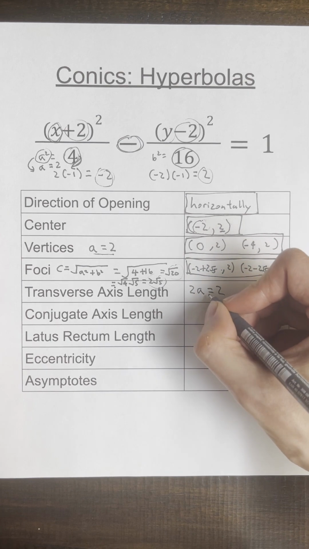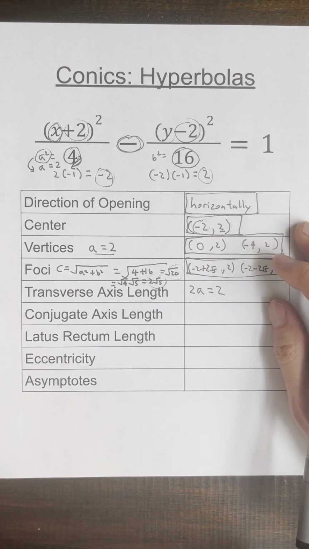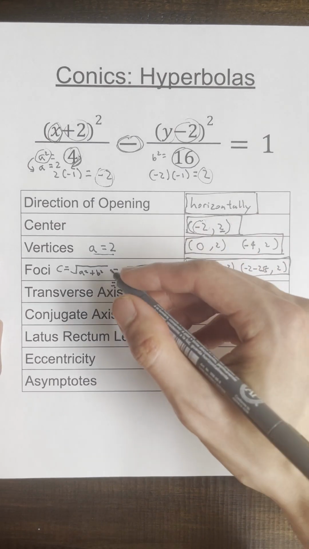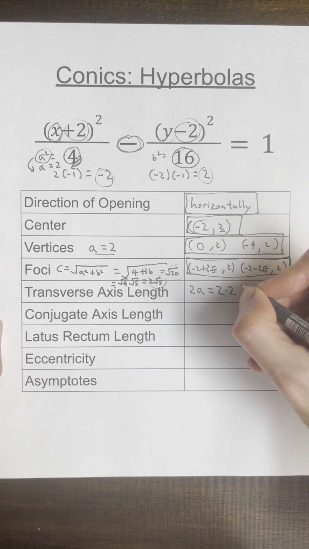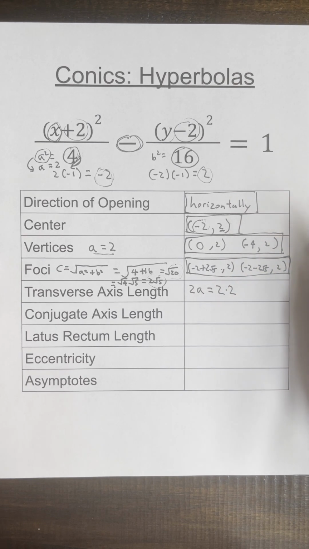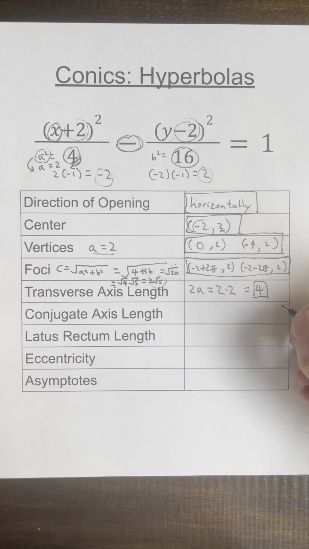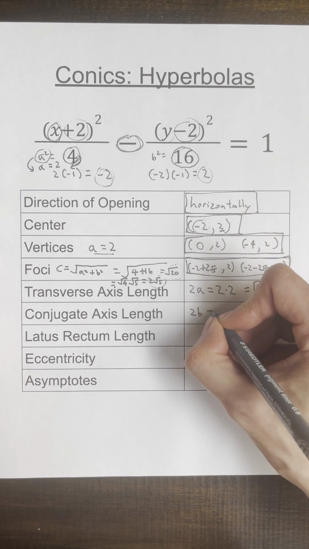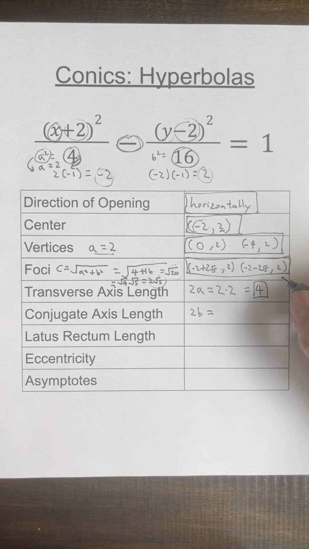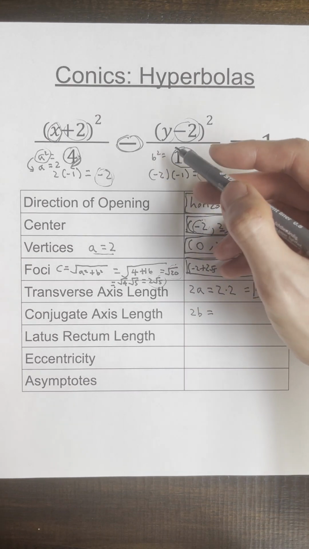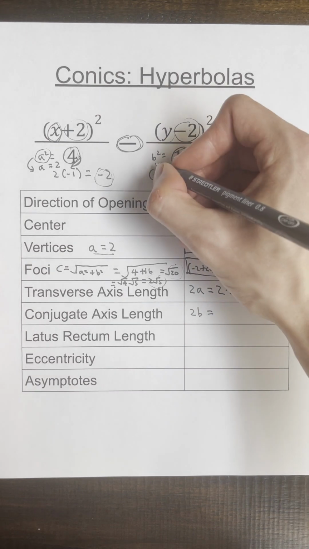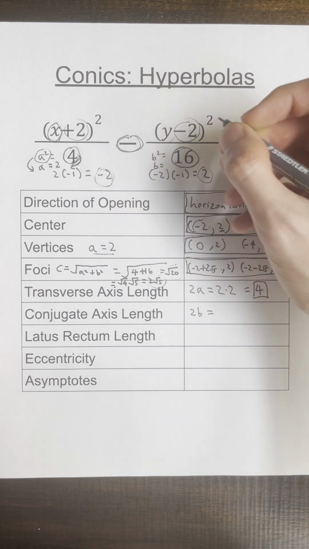So 2 times how much? How much was a again? A was 2. What's 2 times 2? 4. This is your answer. To find the conjugate axis length, use the formula 2b. We don't know what b is, but we know what b squared is. How can we figure out b?